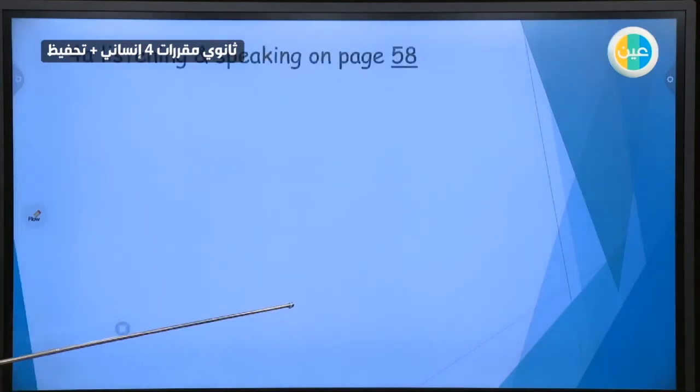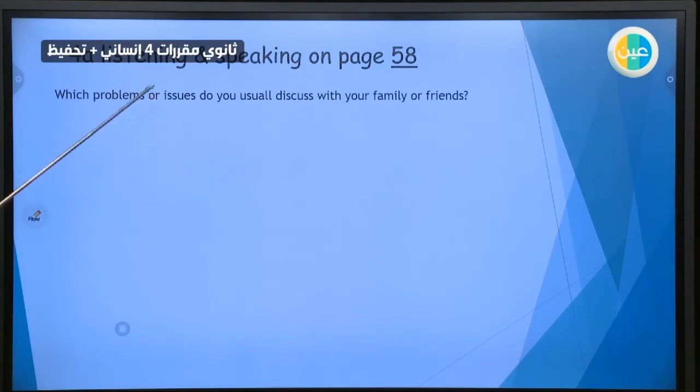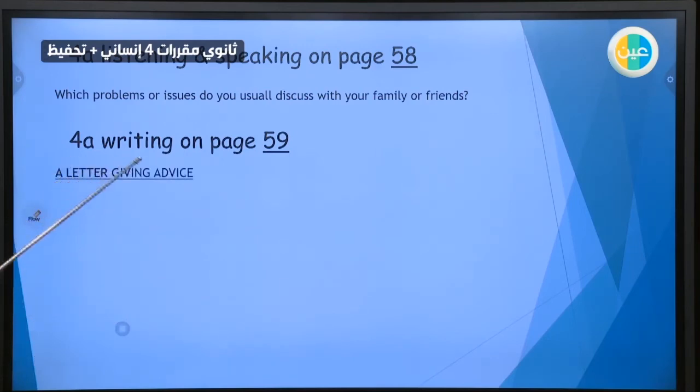Then let's move to 4A, listening and speaking, on page 58. We have problems and issues and how to solve problems. Ask for advice. Here you ask someone for advice. Then we have 4A, writing, on page 59. We have writing. This is the first topic. A letter giving advice.